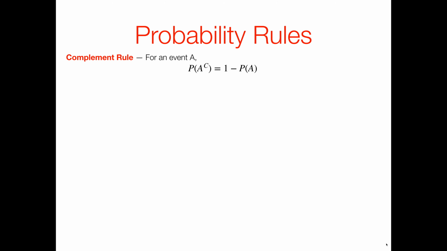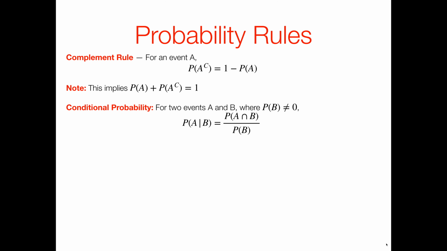Now, the complement rule. So for an event A, the probability of A complement is equal to 1 minus the probability of A. That's because it's implied that the probability of A plus the probability of A complement is equal to 1. And that's because your sample space can be split into two things: things that are in A and things that are not.